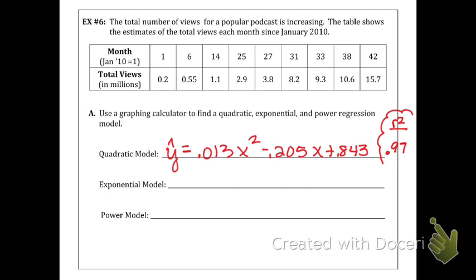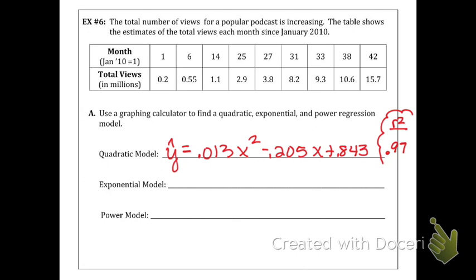Then I'm going to go run exponential regression. And what I did is a quadratic regression, guys, I stored it in y1. And so when I run my exponential function, I'm going to store it in y2. And then power, I'm going to store in y3. So I have them all there if I need them.